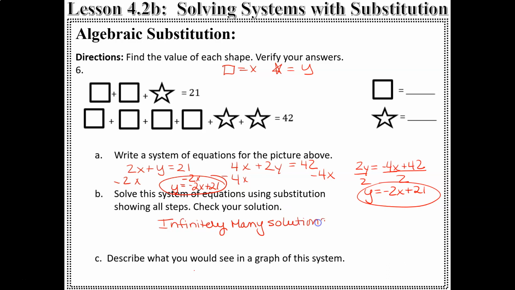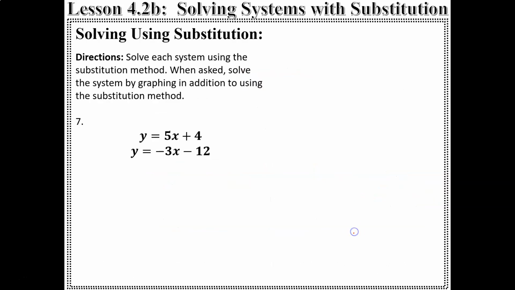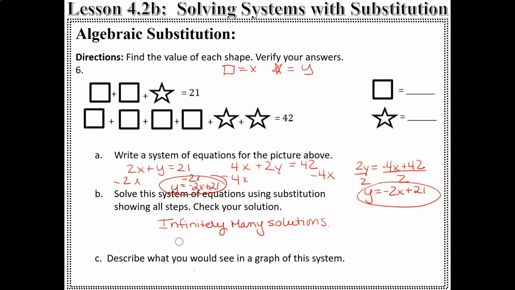If you don't catch it before you solve, this is what happens. You will have negative 2x plus 21 equals negative 2x plus 21. You're going to add 2x to each side, and you're going to have 21 equals 21. What would you see on the graph? Same line. You'd be plotting the same line twice. Okay.